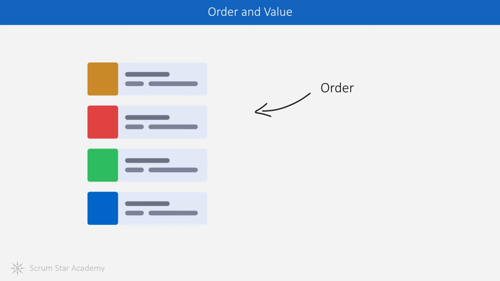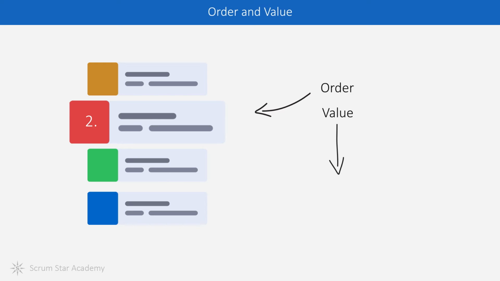Order is the position of the item within the backlog. Value is the worth of the item from the business perspective. This attribute is assigned by the product owner based on his insights and knowledge. Notice that order and value are not necessarily the same thing. Sometimes the product owner might want the team to work on an item that has a lower value first, so he will put it higher on the order list. There can be many reasons for this, and we'll cover some of them later. We'll talk more about the artifacts in the next video.